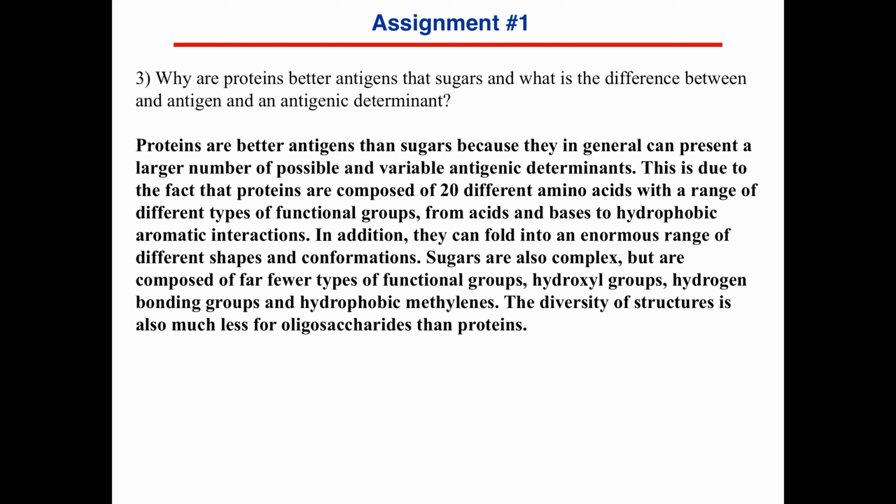We're going to see later why. There's another reason why proteins are better antigens too, and that has to do with the way the adaptive immune response is generated.